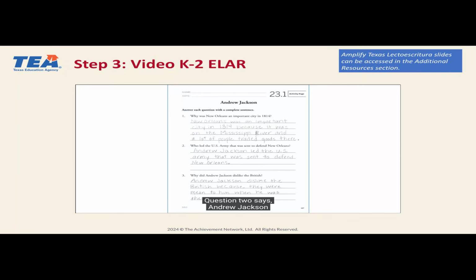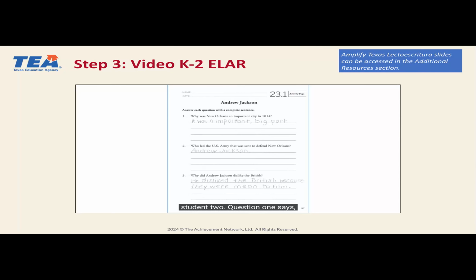Question 2 says, Andrew Jackson led the U.S. Army that was sent to defend New Orleans. Question 3 says, Andrew Jackson disliked the British because they were mean to him when he was their prisoner. The student recalled what was read in Chapter 9 of their student reader, accurately answered each question, and elaborated using key ideas, and finally used complete sentences when answering. I'm going to categorize this sample as fully meeting expectations, since the student met all 3 criteria.